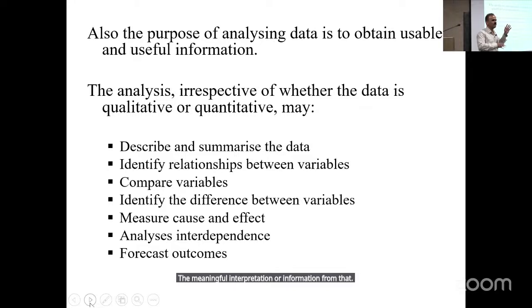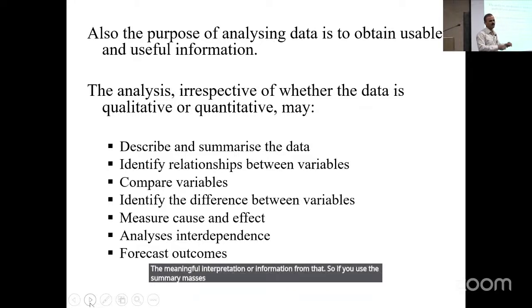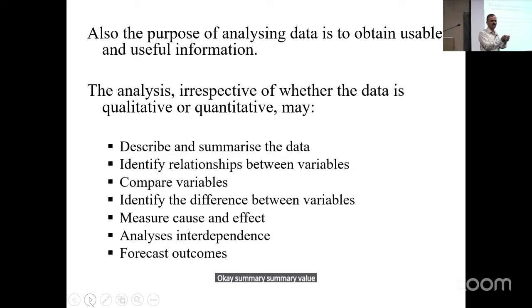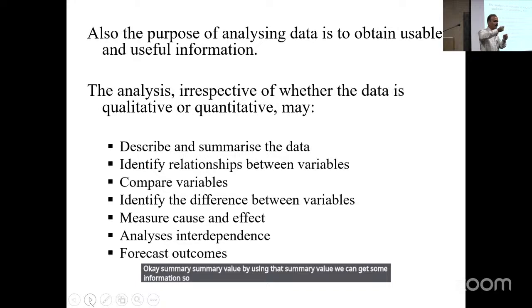So if you use summary measures, for example, if you calculate the average or the arithmetic mean, that gives you a typical value, a summary value. By using that summary value, we can get some information. Though the value of that particular variable, income, varies from one level to another, on average, all the families have a given level of income.